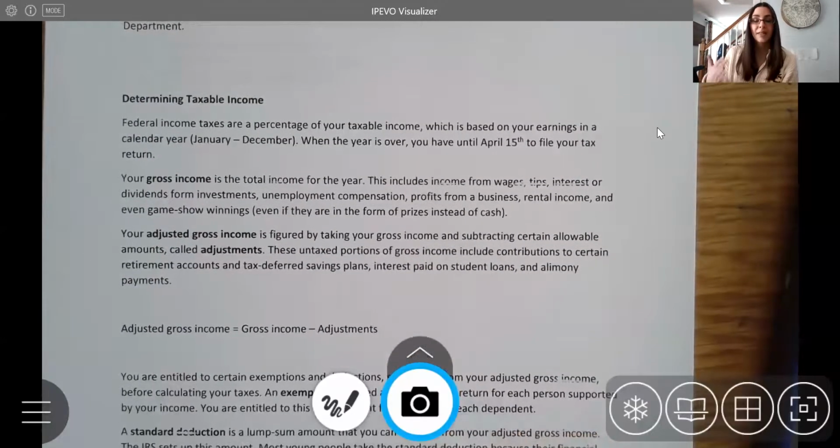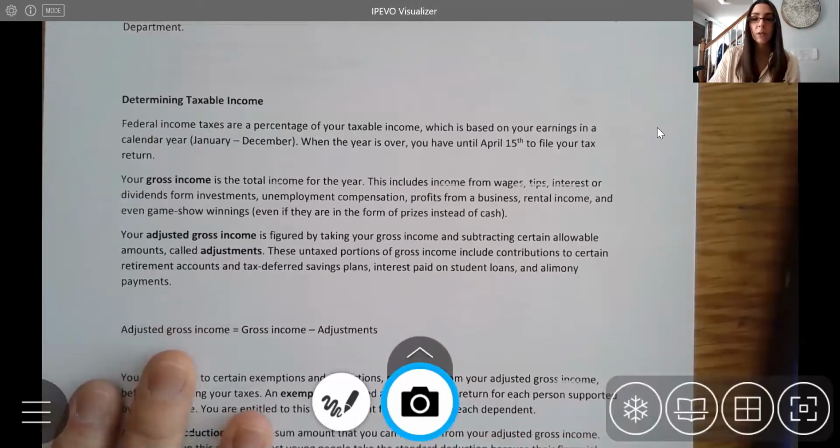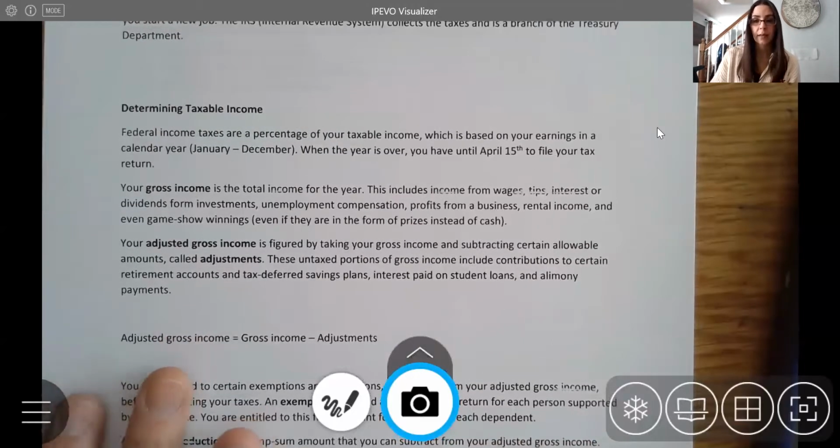All right. So the section is a lot of definitions first, and these are taken from your textbook. So your textbook actually has more examples and more detail you can read there. I tried to pick out the key pieces. So first of all, how do we determine our taxable income? Federal, and I'm going to talk about federal taxes.